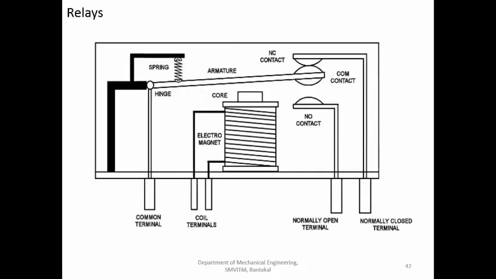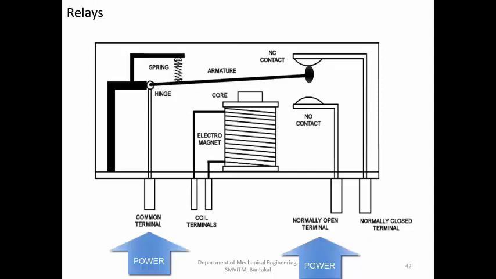Next one is the relay. Now relay is a switching device. Your solenoid is actually an actuator, which is going to give the linear motion. A relay is a switching device. Now what is a switching device? Switching device means it is operating like a switch. So you can supply the current or you can cut off the supply.